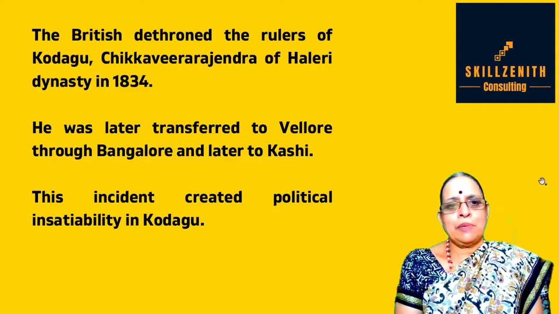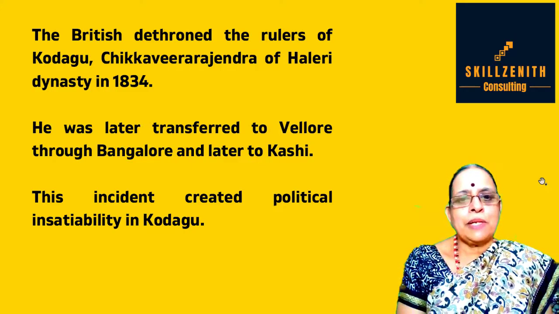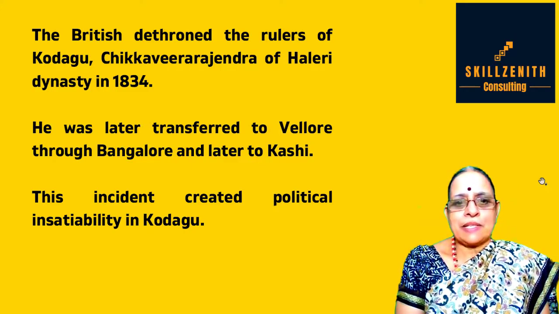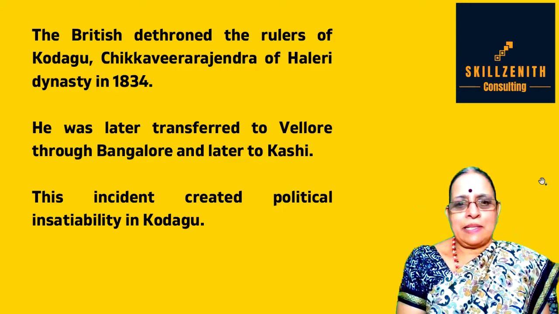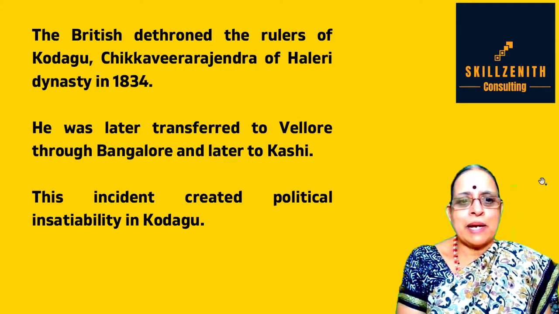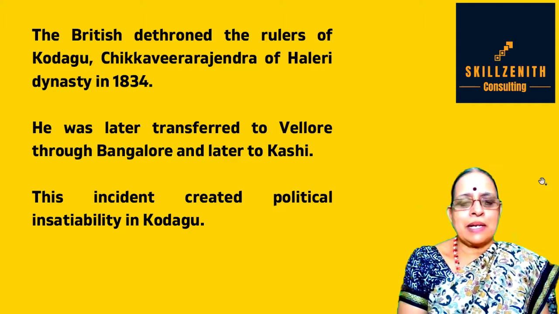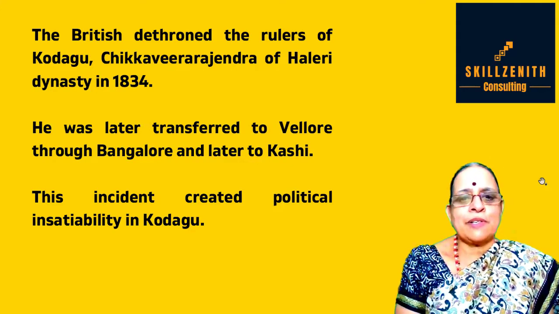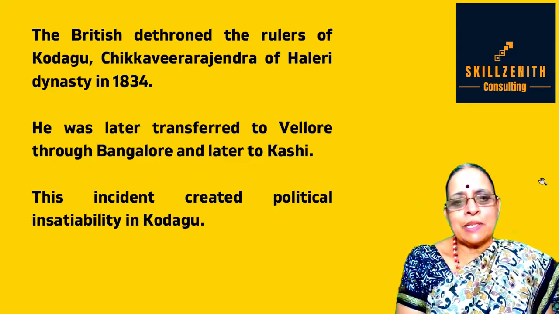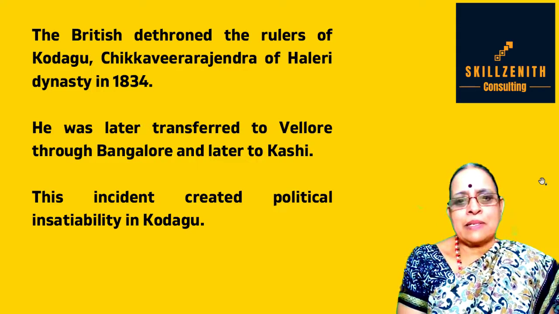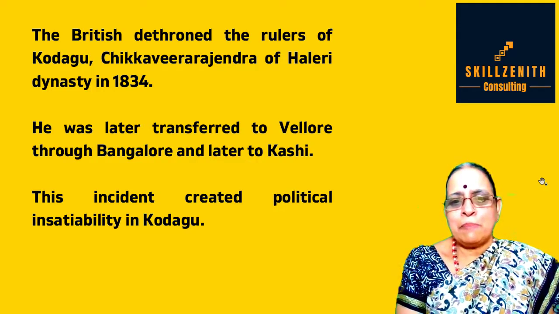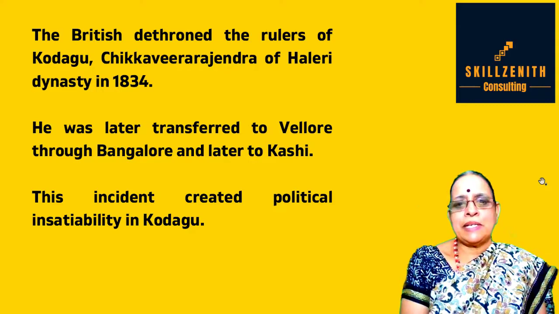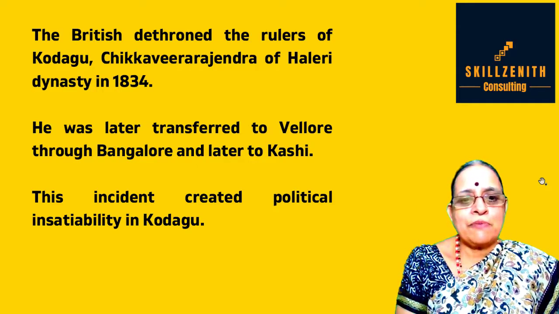See, besides taking his region, what did they do to him? He was transferred. He was sent to a place by name Vellore through Bangalore. And then from there he was sent to Kashi. Why was he separated from his kingdom? Because he might rebel. He may protest against the British, so very intelligently he was sent out of his region.